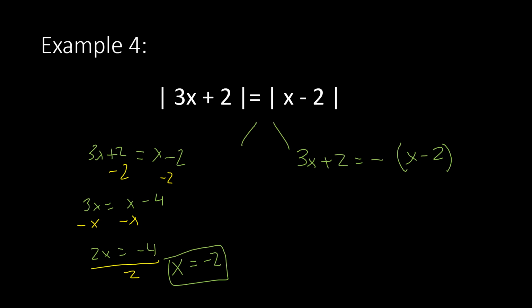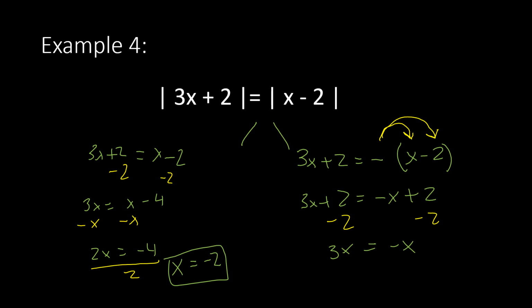Now here, we're going to do the same thing that we did in the last problem. You're going to distribute it to both the numbers. Make sure it's both. And you're left with 3x plus 2 equals negative x plus 2. Make sure you remember that. And so you're going to subtract 2 on both sides, and you're left with 3x equals negative x. And you add x on both sides, and you're left with 4x equals 0, so x equals 0.